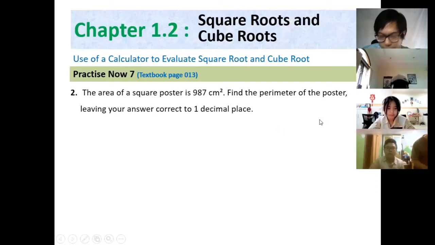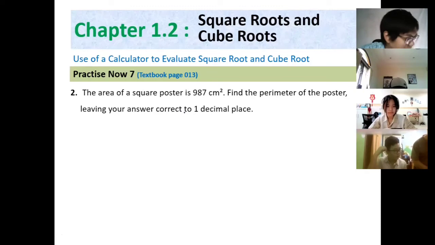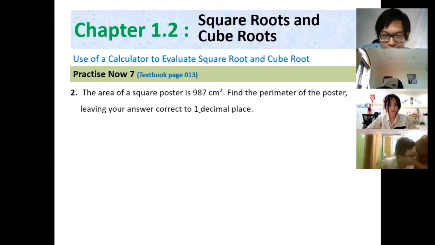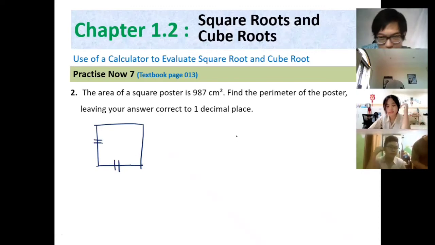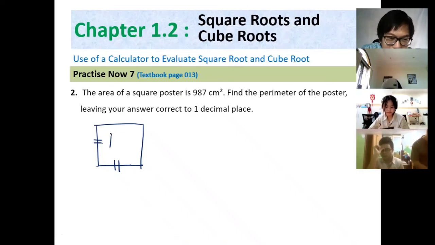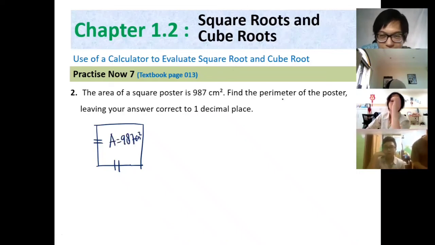Oke, the area of a square. Oke, we have a square poster. Ini kayak tinggal dikit deh soalnya. So less than 130 udah bisa selesai, nanti tinggal kasih homeworknya aja. So the area of a square poster is 987 cm squared. Square means the sides are equal. And the area is 987 cm square. And find the perimeter of the poster.